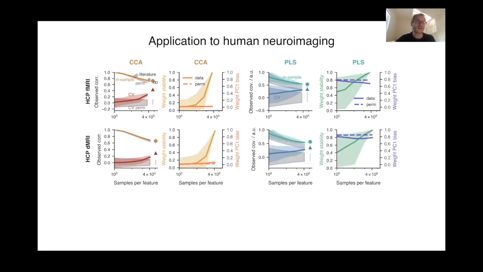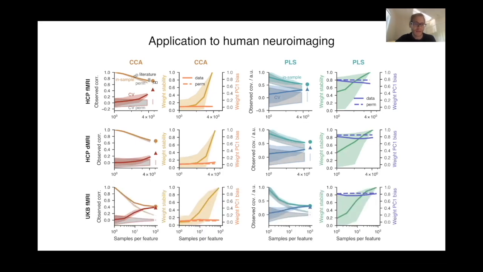The second dataset we looked at was HCP diffusion MRI data. Again, all these look very similar. The third dataset we looked at was UK Biobank fMRI data. Once more, all these look pretty similar. One thing to point out, though, is that for UK Biobank, we had 20,000 subjects in contrast to just 1,000 for HCP. Here we see that the in-sample and the cross-validated canonical association strength have converged.